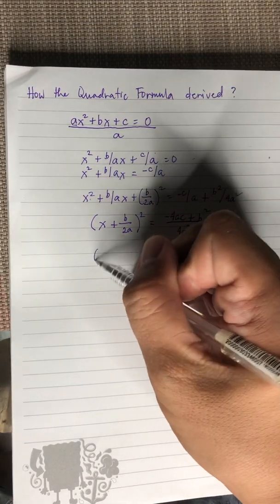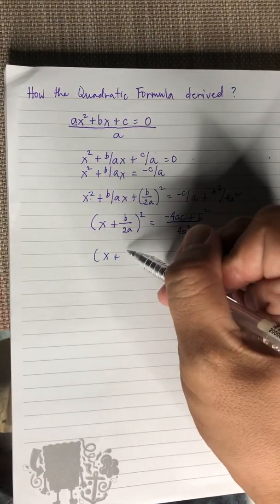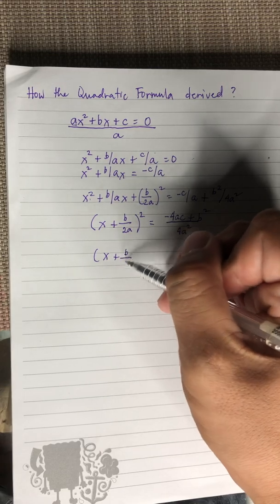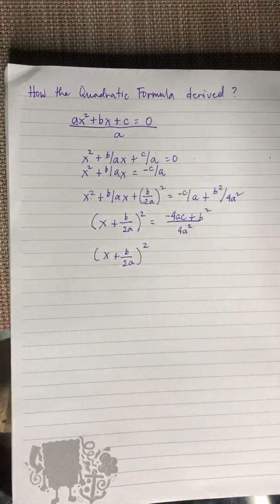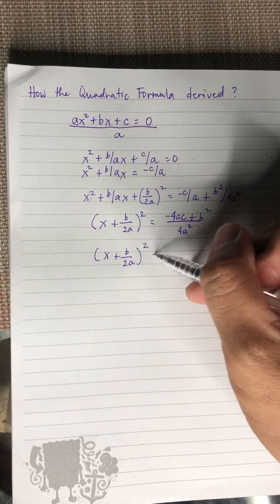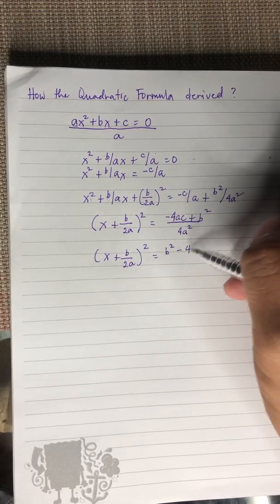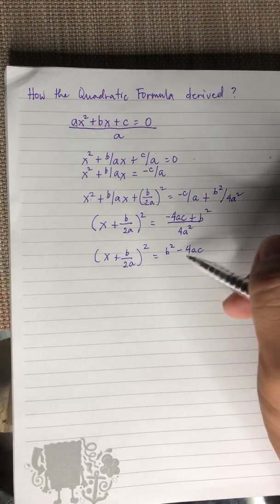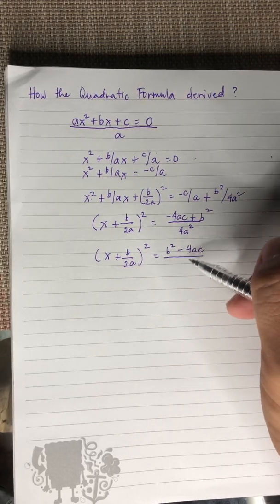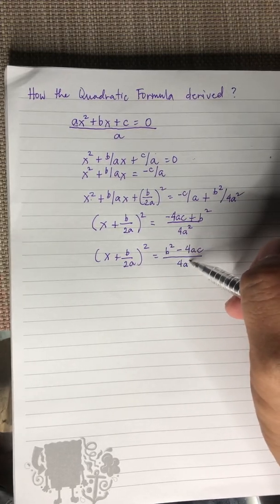So we just rewrite x plus b over 2a quantity squared equals b squared minus 4ac all over 4a squared.